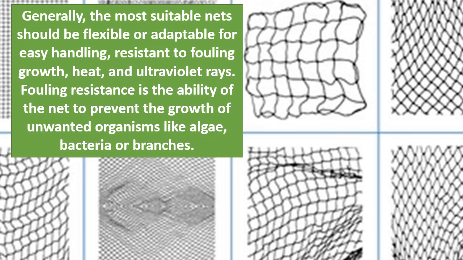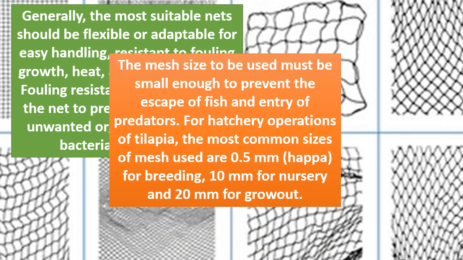Generally, the most suitable nets should be flexible or adaptable for easy handling, resistant to fouling growth, heat, and ultraviolet rays. Fouling resistance is the ability of the net to prevent the growth of unwanted organisms like algae, bacteria, or branches. The mesh size to be used must be small enough to prevent the escape of the fish and entry of predators.